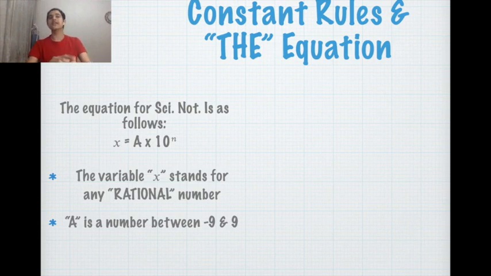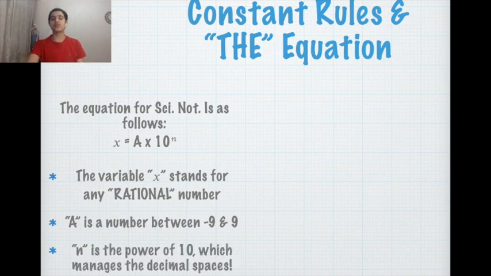You might not have learned this in class yet, but yes, you can use scientific notations for negative numbers, which is pretty simple. I'll tell you about that later. N is the power of 10, which manages the decimal places. So what we're doing in scientific notations is basically going through the decimal points. You're writing a big number as a decimal or a small number as a bigger decimal. So you want to use the power to move the decimal places to eventually reach that particular number.